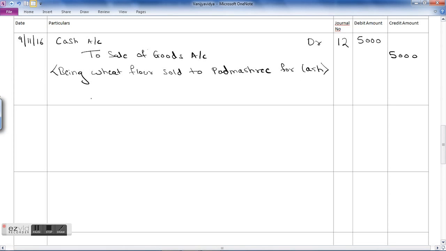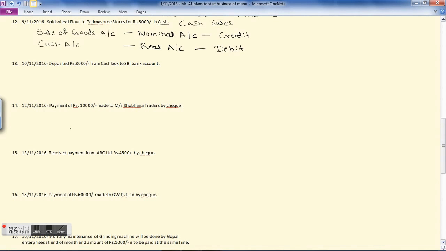Now let's move on to the next journal entry. Transaction number 13: deposited rupees 3,000 from cash box to SBI account. So he had some cash and he deposited the cash in the SBI account. Now what are the two accounts affected here? One is cash account and one is SBI bank account.